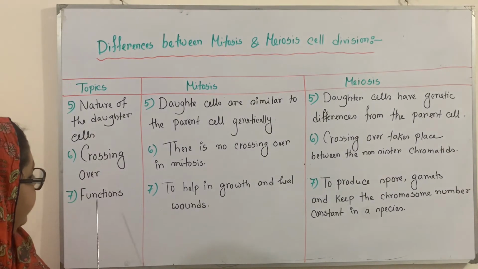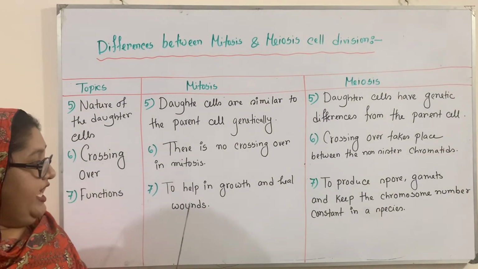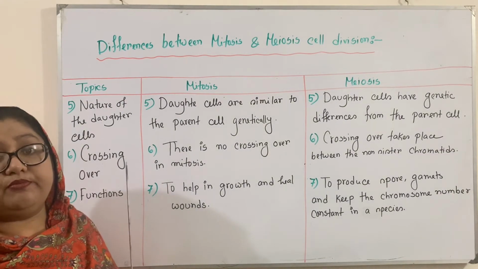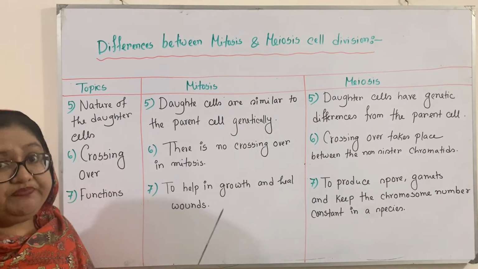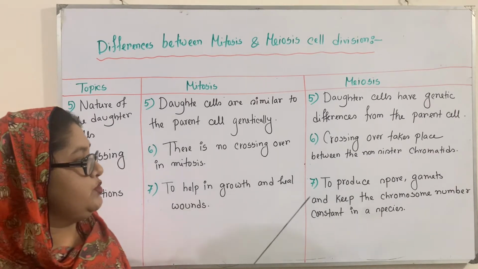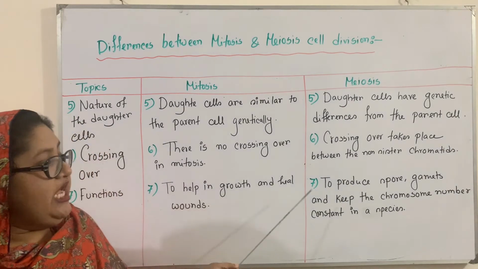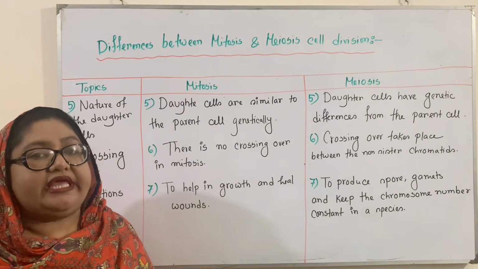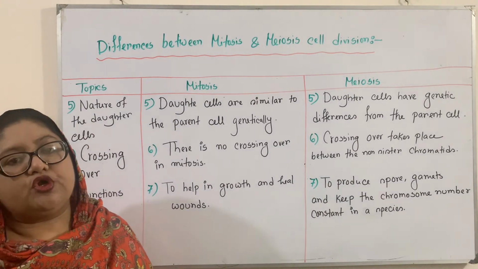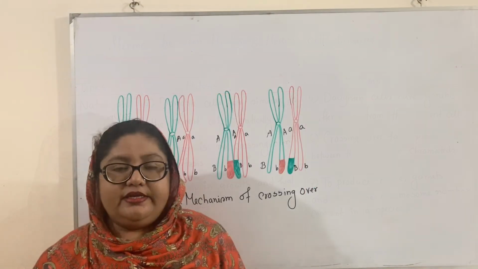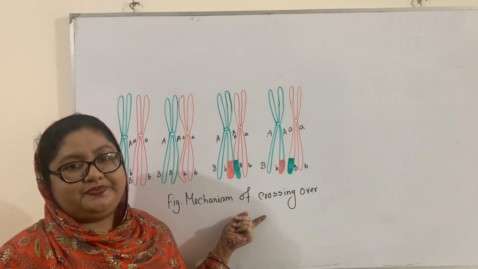Finally, the function. The function of mitosis cell division is to help grow the body of the organism. That means it helps in growth and development of the body, and to heal wounds. Next, the function of meiosis cell division. It helps to produce spores and gametes, and it also helps to maintain the chromosome number constant in a particular species. Now, the last topic, the mechanism of crossing over.